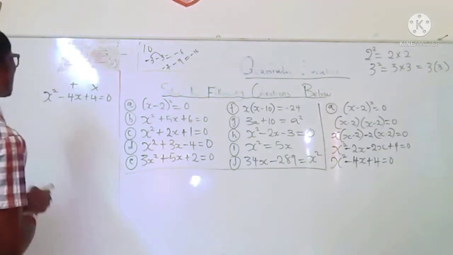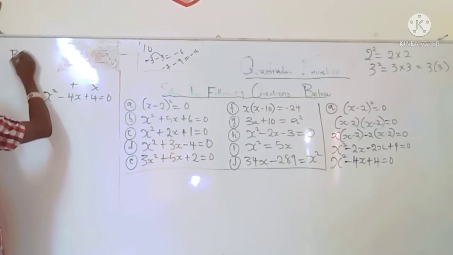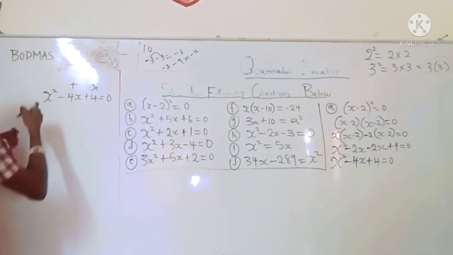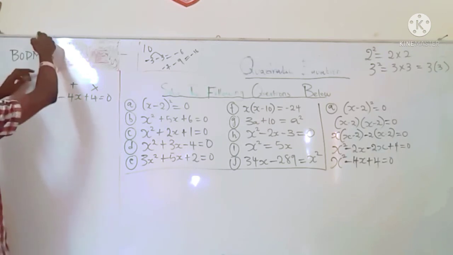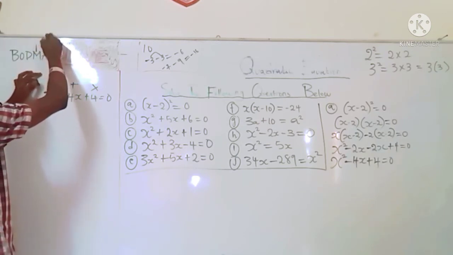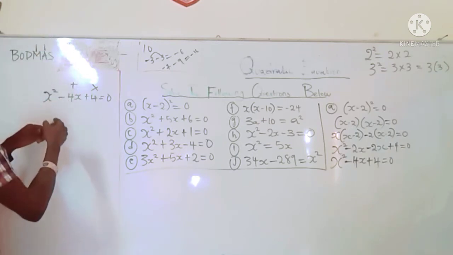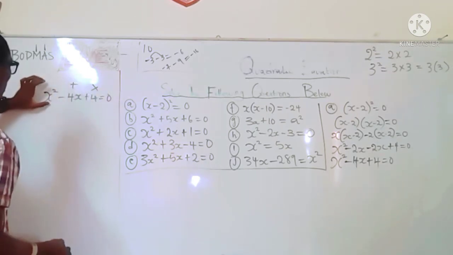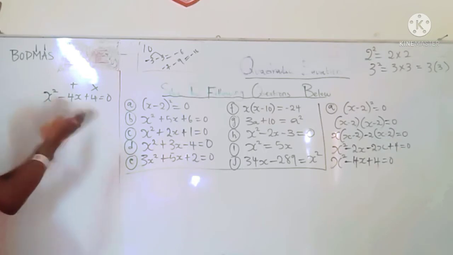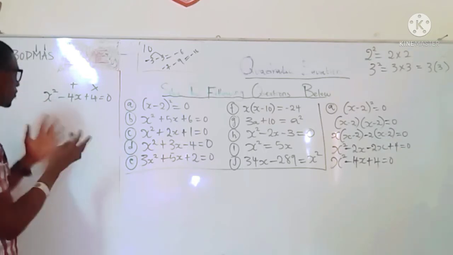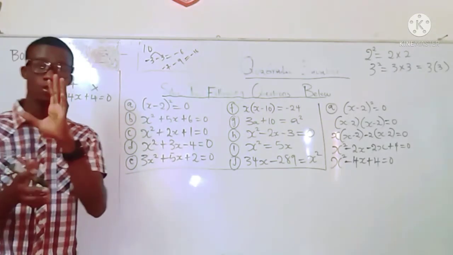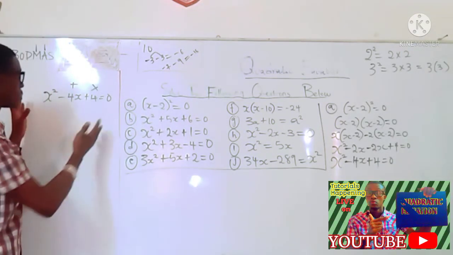The way we know BODMAS to be this, saying that the multiplication sign came before addition sign. For quadratic equation, when you want to do this, it's just the vice versa. It's just the vice versa. I want you to have that in mind. That's the best way you can always use to remember this quadratic equation.